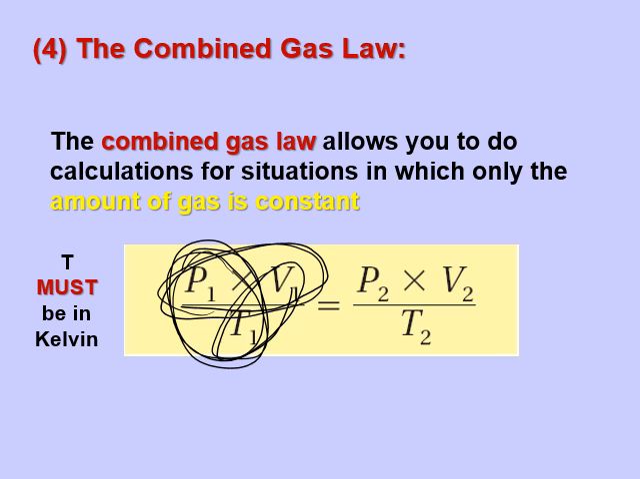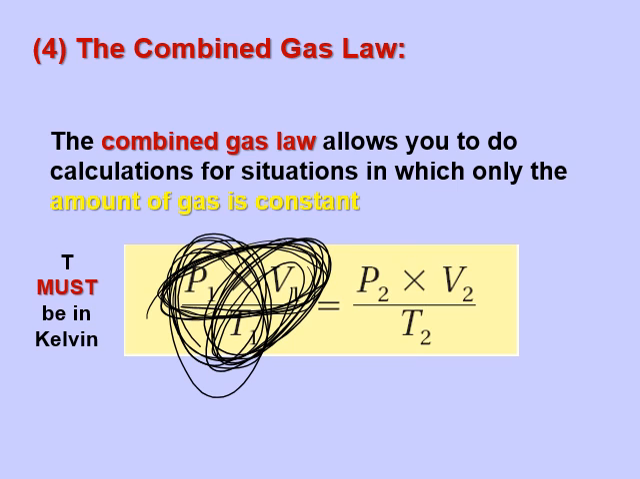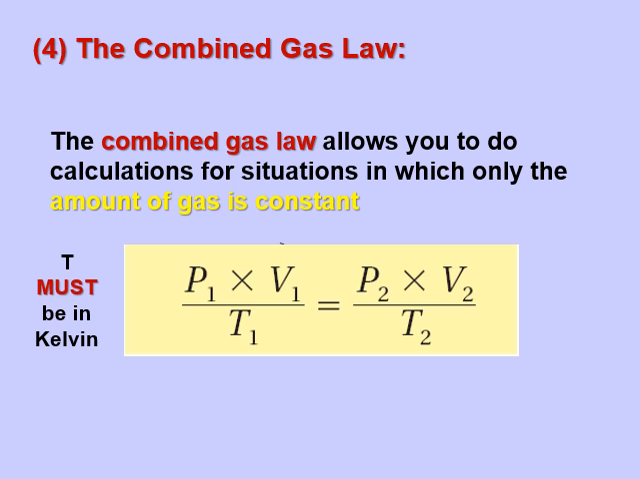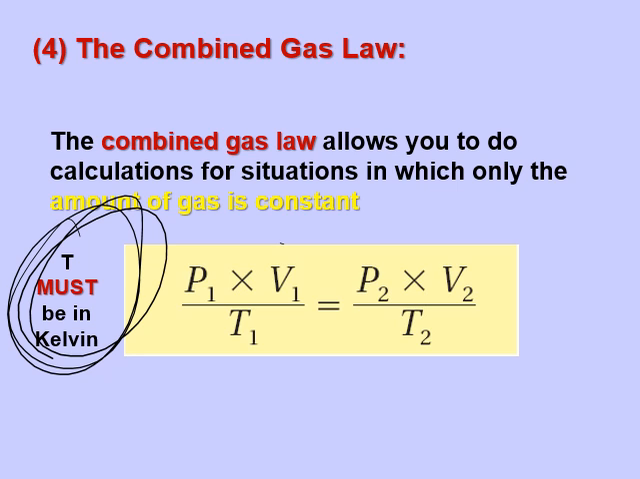So basically, we have Boyle's law right there, P1 times V1. We have Charles's law, V1, T1, and then Gay-Lussac's law, all combined together. So we have P1 times V1 over T1 equals P2 times V2 over T2. And again, the only restraint here is temperature must be in Kelvin.